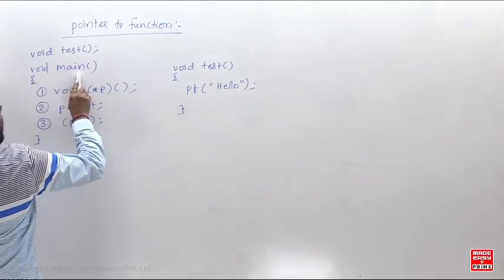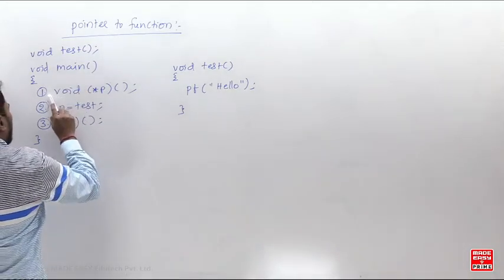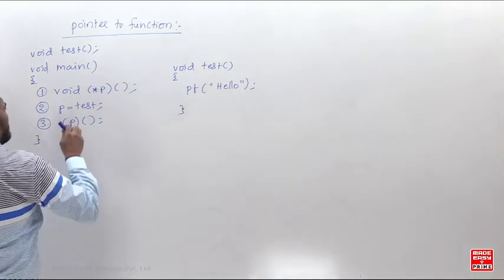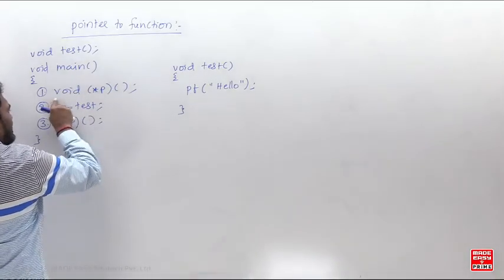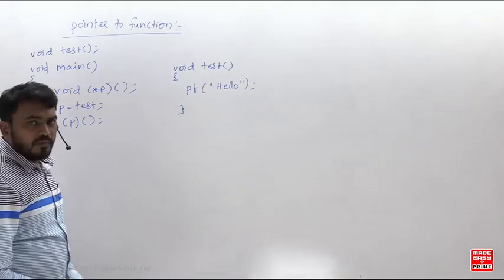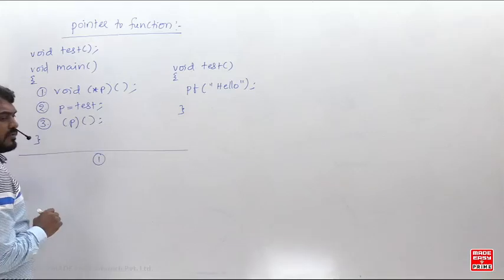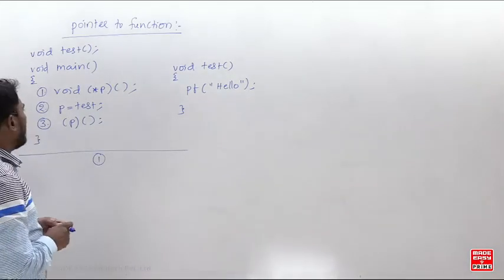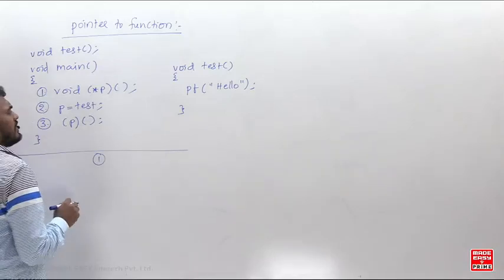So void main, in the main function you are having three statements. What is the meaning of this? Remember, this is called declaring the function pointer. What is the meaning of this? Number one, declaring the function pointer. So what is the meaning of declaring the function pointer?